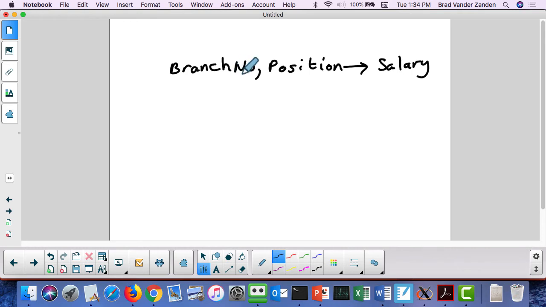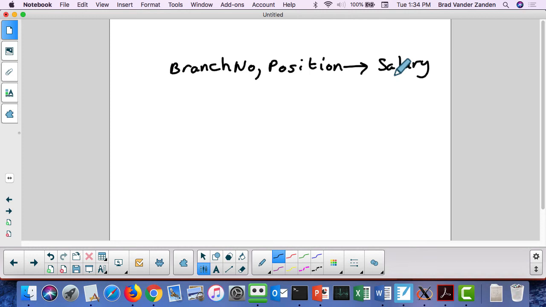Okay. So at any rate, this is a function. All a functional dependency is saying is that the attributes on the left side uniquely determine a value on the right side. And it could be one or more attributes on the right side. Okay? It doesn't have to just be one. But this is a relationship. It's saying that branch number and position determine salary. There's a relationship among these three attributes.